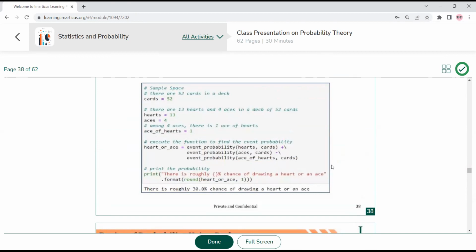Okay, now let's come to conditional probability. What is conditional probability? What do you mean by conditional probability?